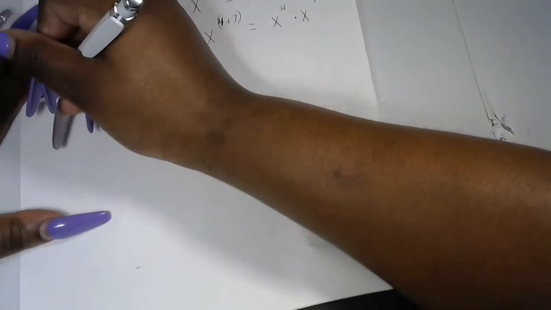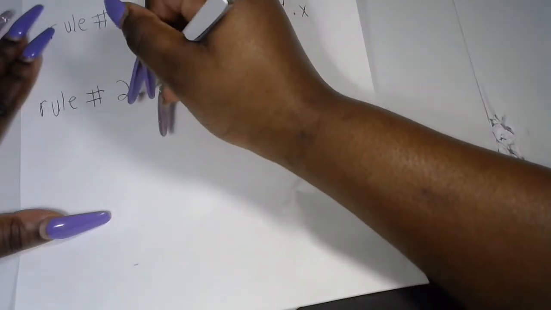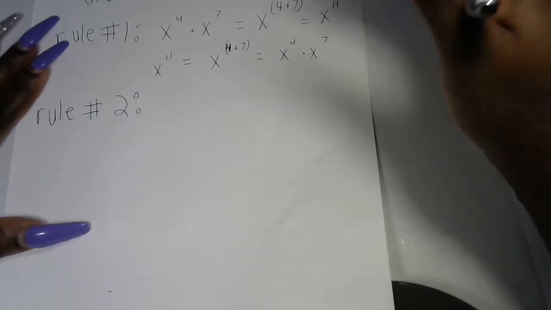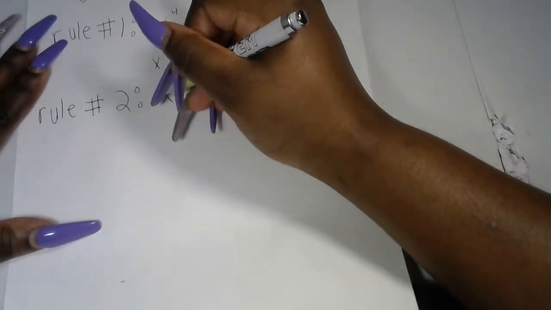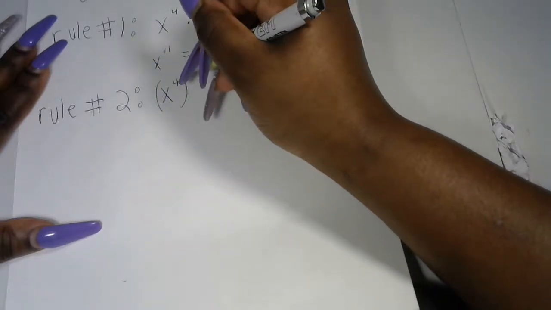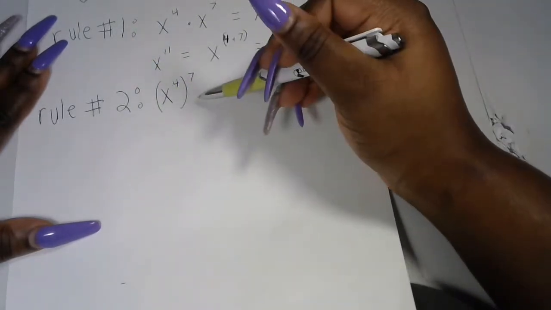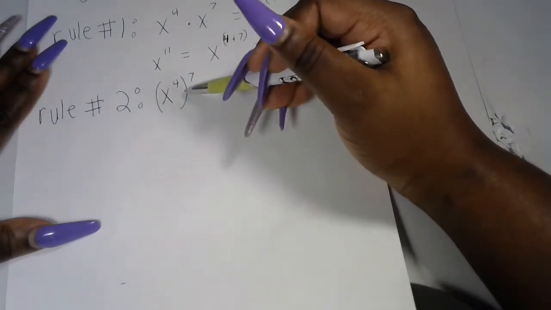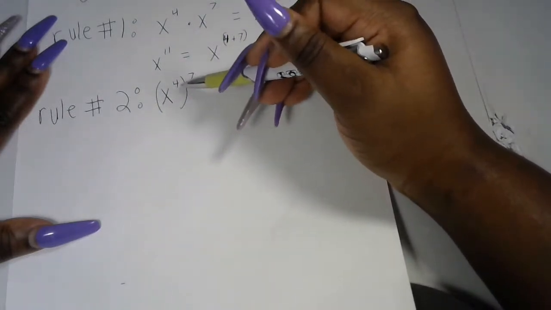Now let me do an example of rule number 2. This is just algebra, but sometimes students I used to tutor would forget this rule or get confused, so I just want to really lay it out for you guys. For rule number 2, say we were to have x to the 4th power and this whole term to the 7th power. If it's one term to a power, and all of that is raised to another power, you multiply the exponents.